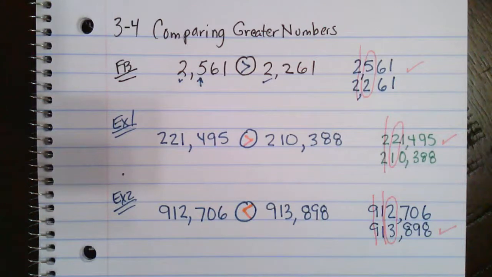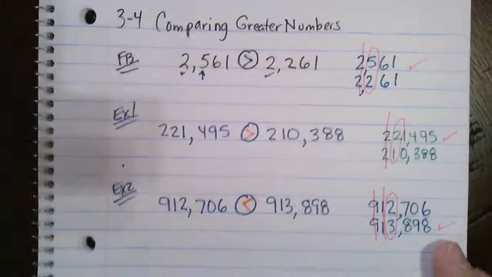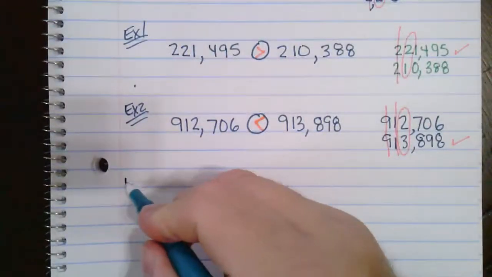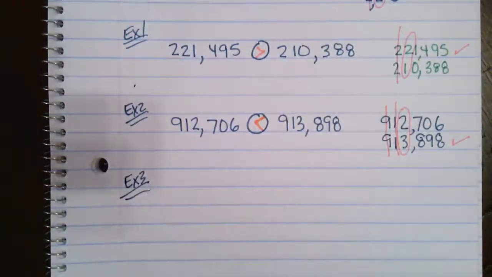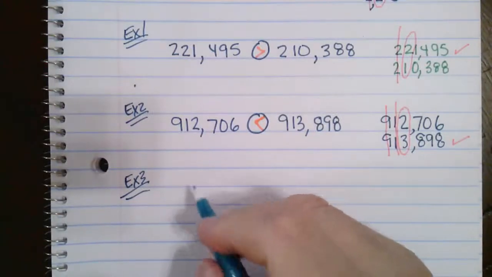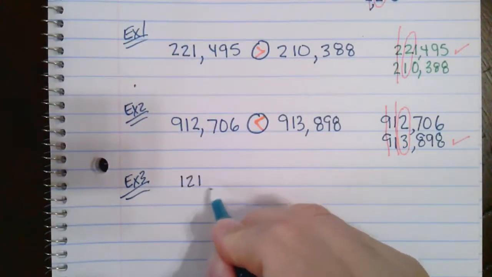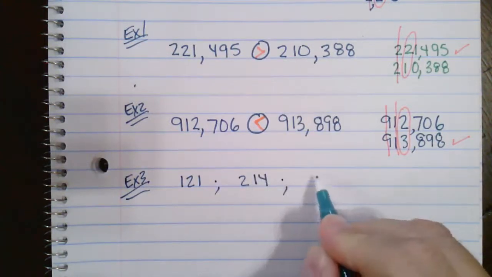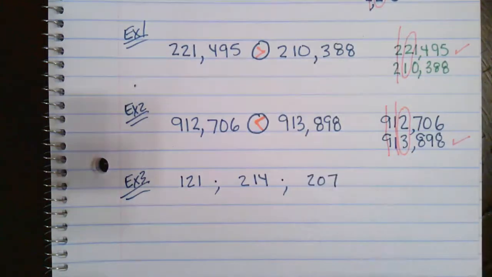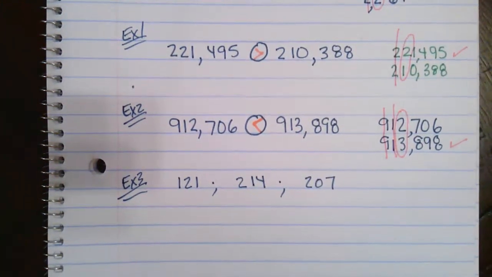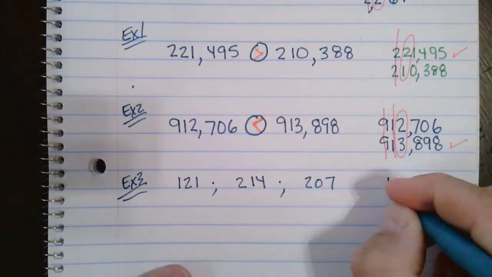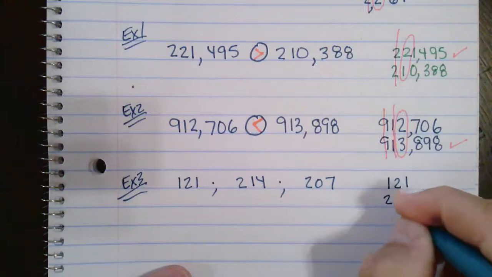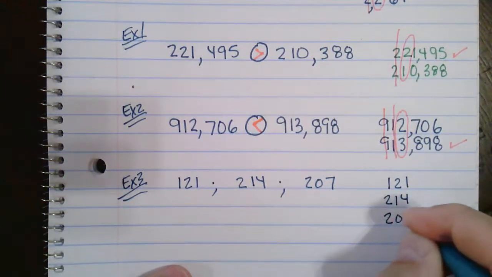Sometimes they might want to give you more than two numbers. When you compare more than two numbers, you're now ordering those numbers. For example, I'm going to use smaller digits than today. I might have 121, and then 214, and then 207. I get to do it the exact same way.